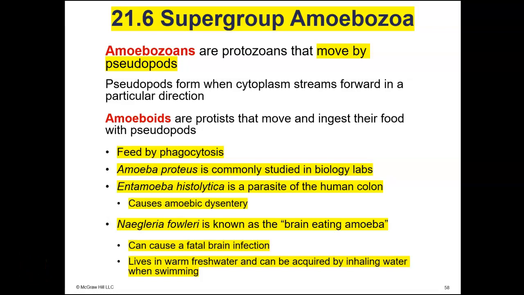This is the recording for the last two sections of chapter 21. 21.6 is on the supergroup Amoebozoa.